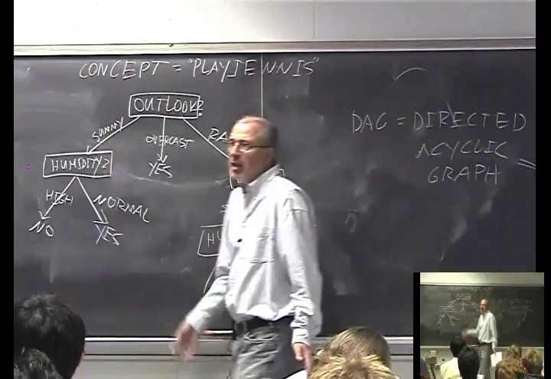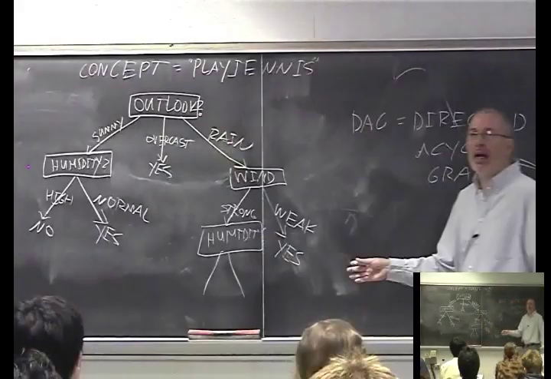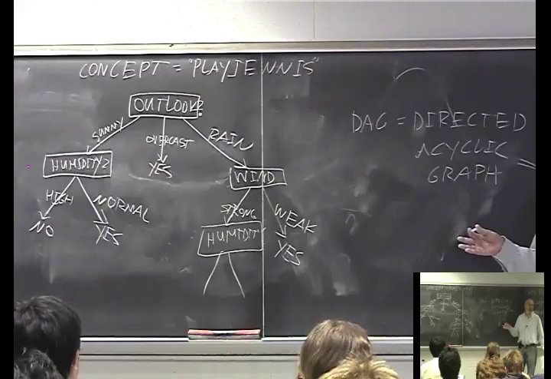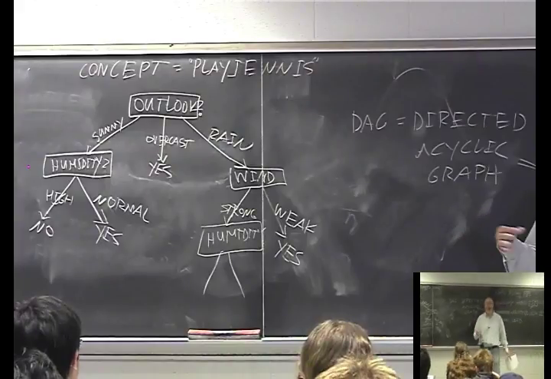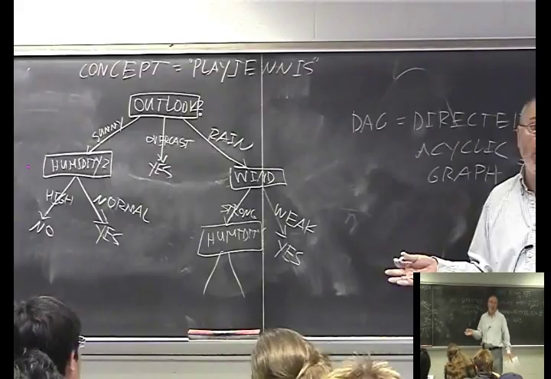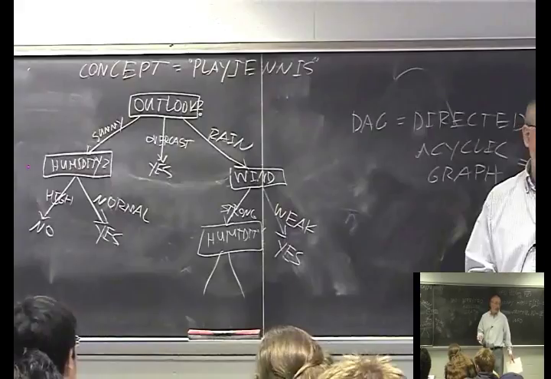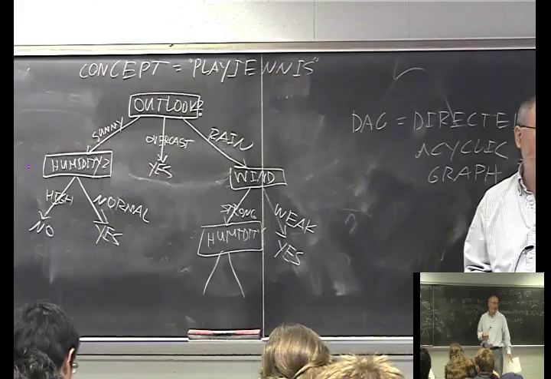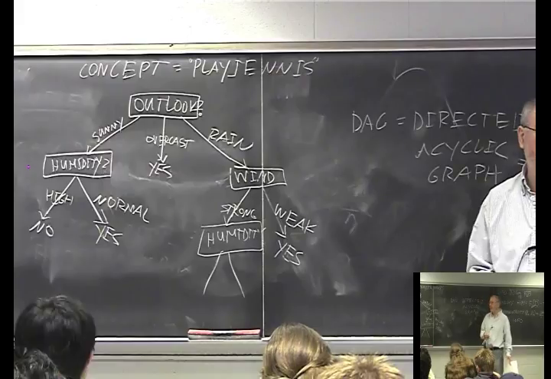So you can assume that any path down will encounter every attribute at most once. It may not encounter some attributes at all. But those that it does encounter, it will encounter once. Because what's the point of asking about something more than once? You already know the answer.